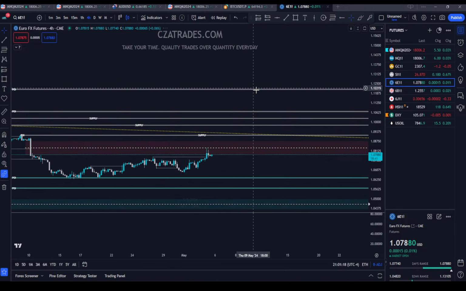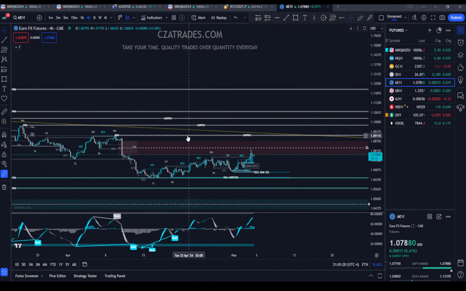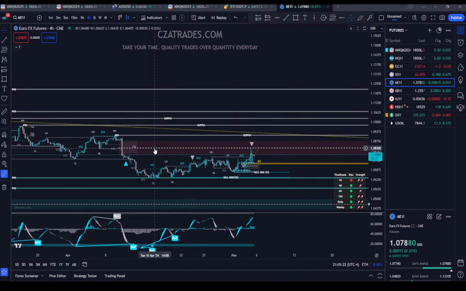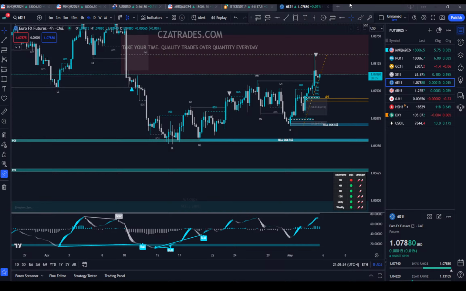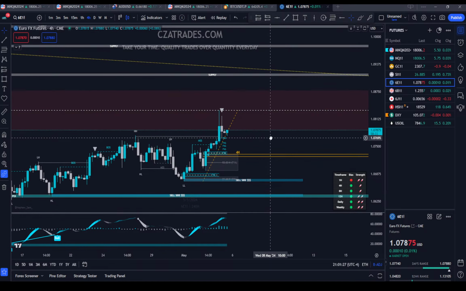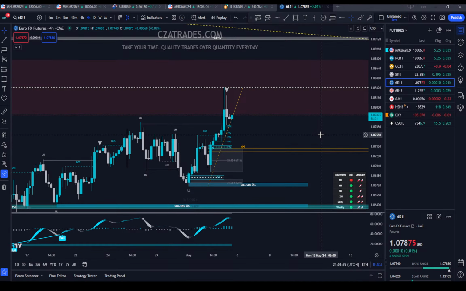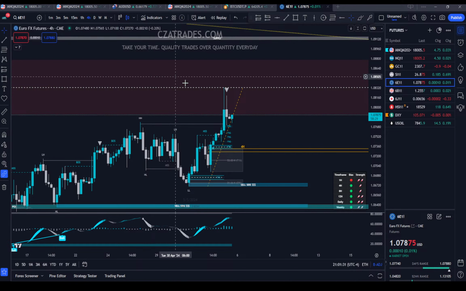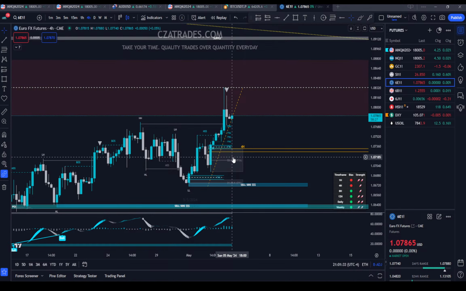So for now, we're under it. Go down into 4 hour. On the 4 hour, the same thing, tapped into and mitigated. Price action is playing out. Honestly, my Euro USD is very, very bullish. Very bullish. You got all these fair value gaps over here.